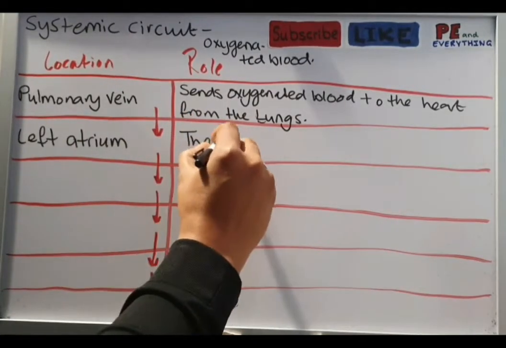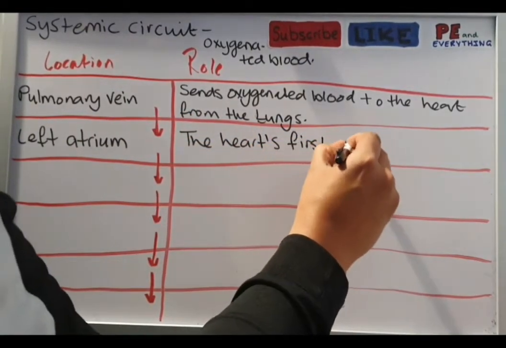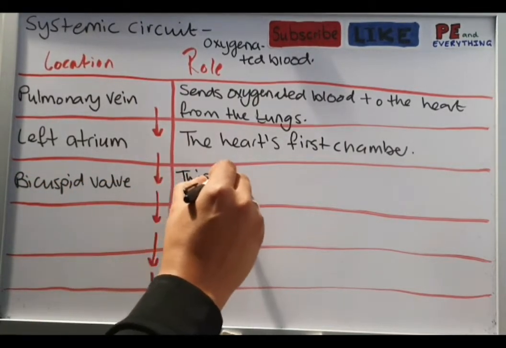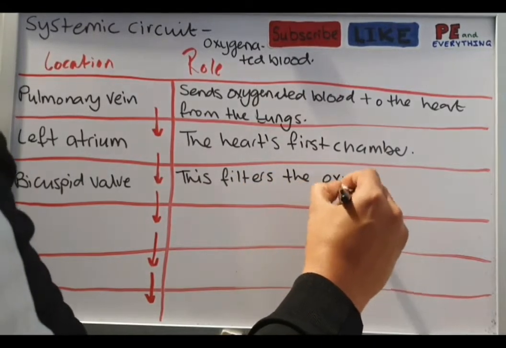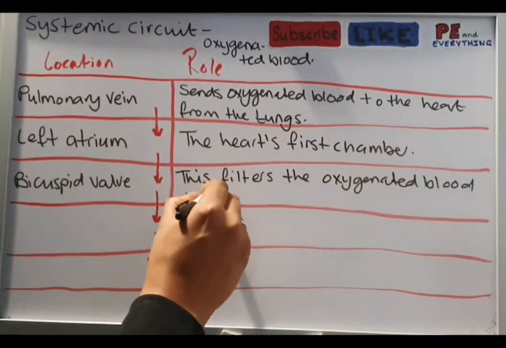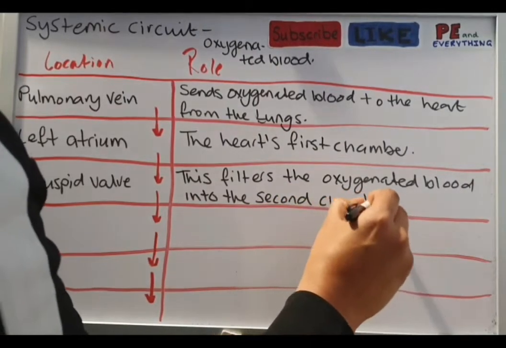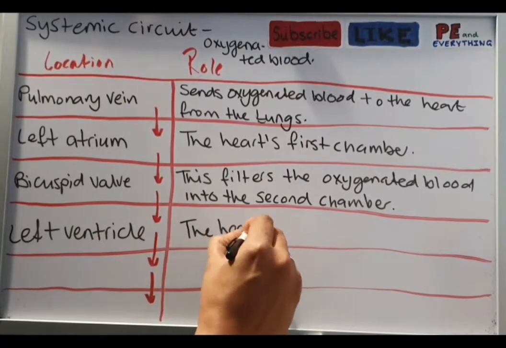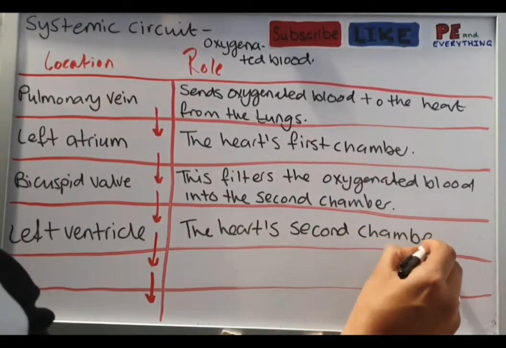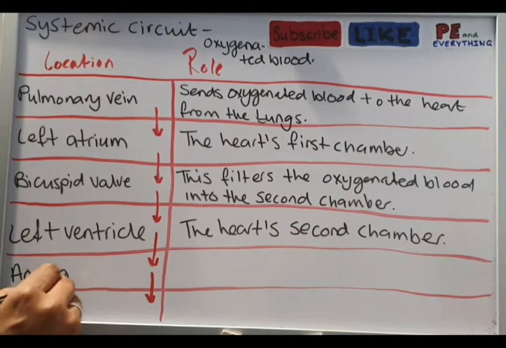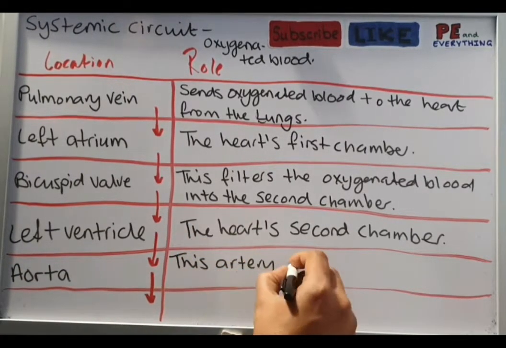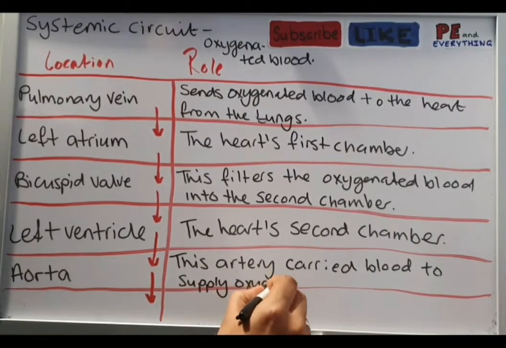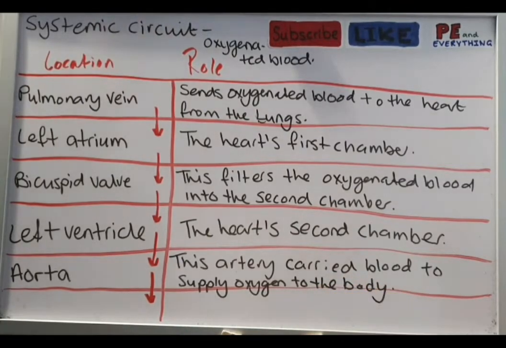Once it's in the heart, it'll go to the first chamber, which is the left atrium. Remember, this is the heart's first chamber. It'll get filtered to the second one via the bicuspid valve. This is a filtering process from the first chamber to the second chamber. Then it'll go into the heart's second chamber, which is the left ventricle. Remember, there's another filtering process from the left semilunar valve, but then it goes on to the main artery, which is the aorta, and this then supplies the whole body with oxygen.